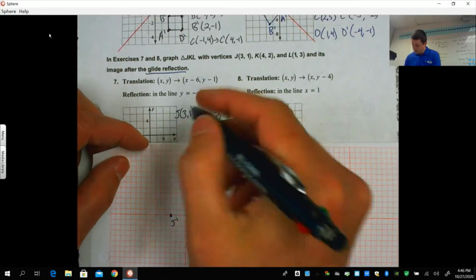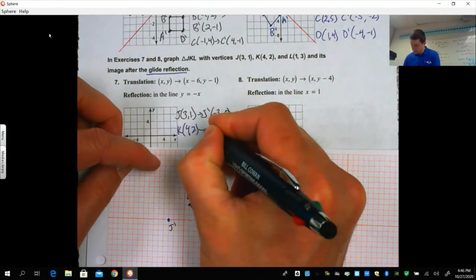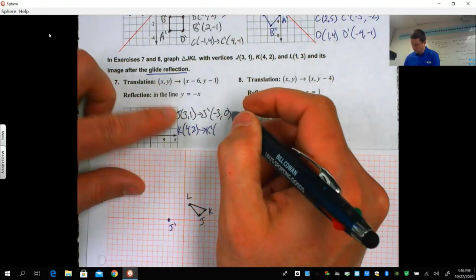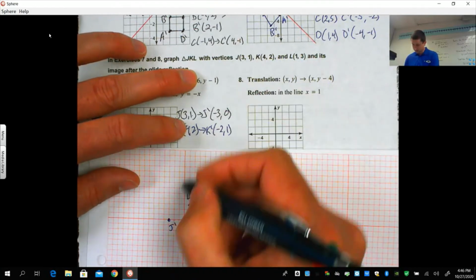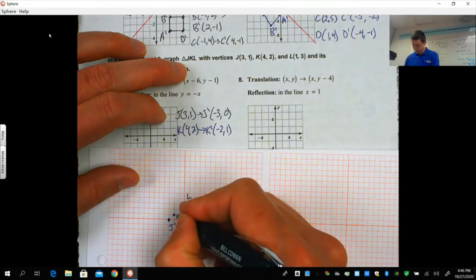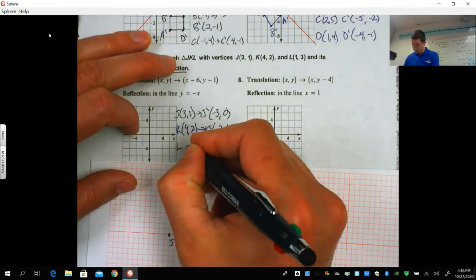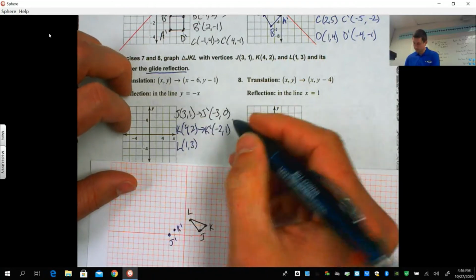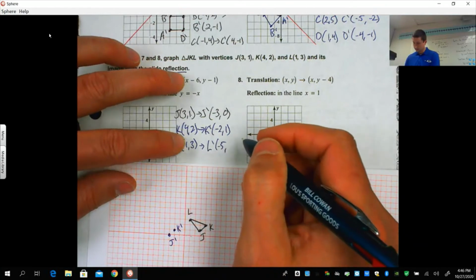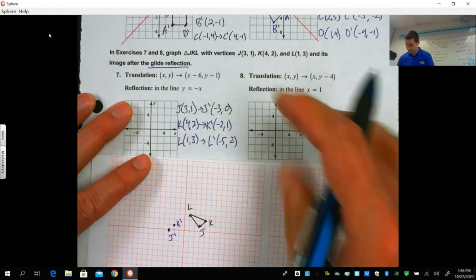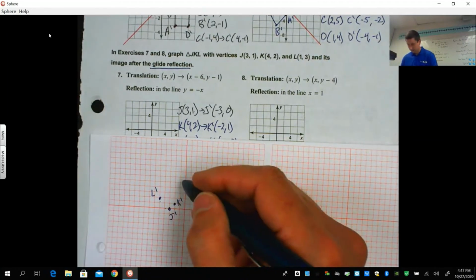Okay. Do this for each of these. K is at 4, 2. K prime is going to be 4 minus 6, so negative 2. And 2 minus 1, which is 1, so negative 2, 1. There's K prime. And L is at 1, 3. L prime, 1 minus 6 is negative 5. 3 minus 1 is 2. So L prime is at negative 5, 2. Okay, so there's the glide.